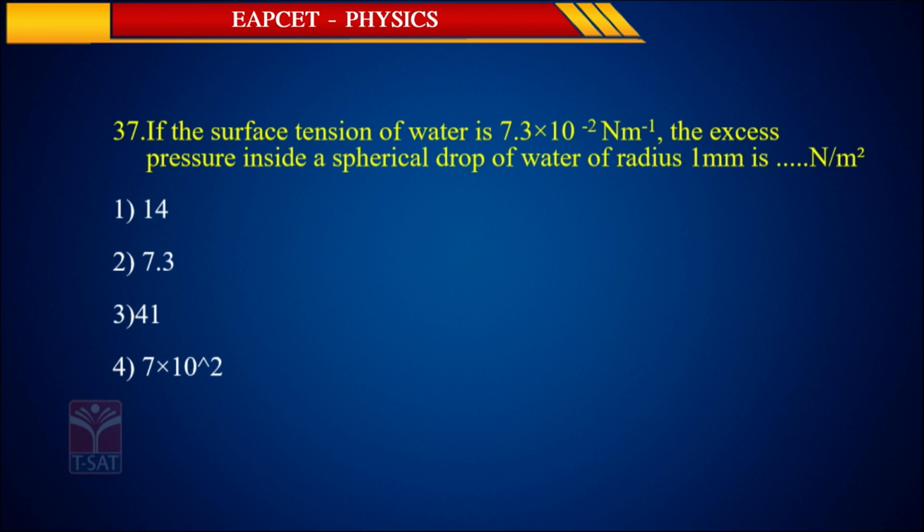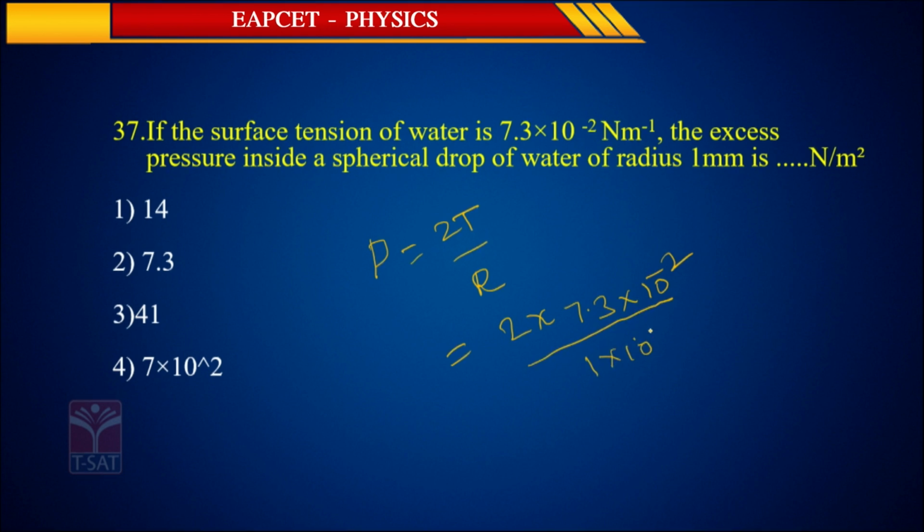Okay. Therefore you find out the formula here, pressure P is equal to 2T by R. Formula 2 into here T is what here, surface tension. What is that? 7.3 into 10 to the power minus 2 by here radius. See children, 1 millimeter is given. Here what is 1 milli? 1 millimeter is equal to how many meters? Milli, that is 10 to the power minus 3.